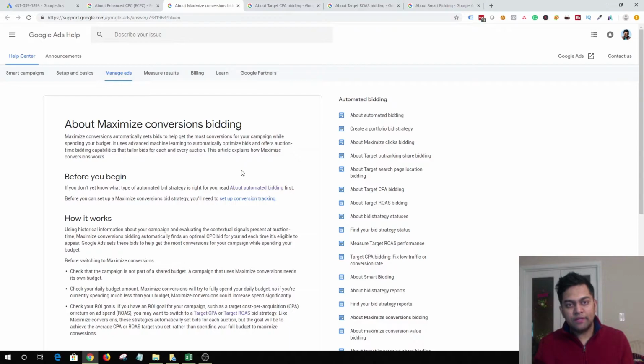Now, a conversion can be filling out a form, it can be signing up for newsletter, or it can even be a purchase of a product on your e-commerce store. But the key thing to remember here is to set up conversion tracking. If you don't have conversion tracking on your website, then it doesn't make any sense to utilize maximize conversion bidding or target CPA or return on ad spend, because Google will not know what ad is converting and which keywords are converting, and basically it won't have any historical data. So I highly recommend setting up conversion tracking first.